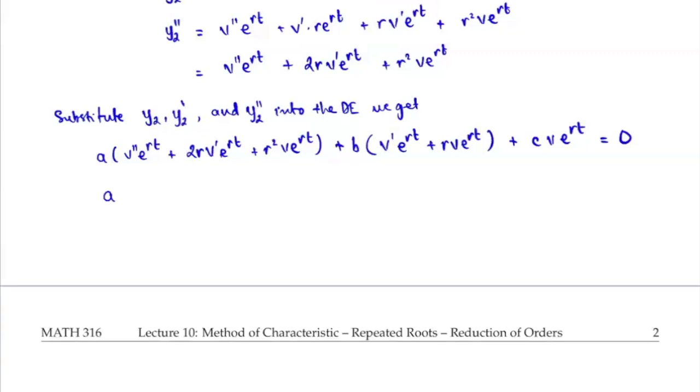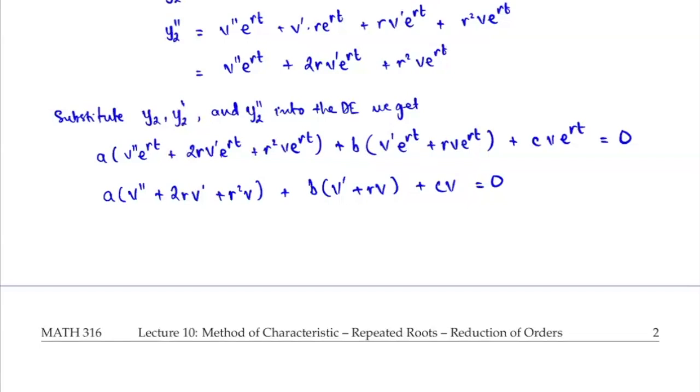And you're left with a times v double prime plus 2r times v prime plus r squared times v plus b times v prime plus r times v plus c times v equal to 0. Okay. Now, this is the equation where you have a second order differential equation, and that only depends on v. Right? It's an equation that depends on v.